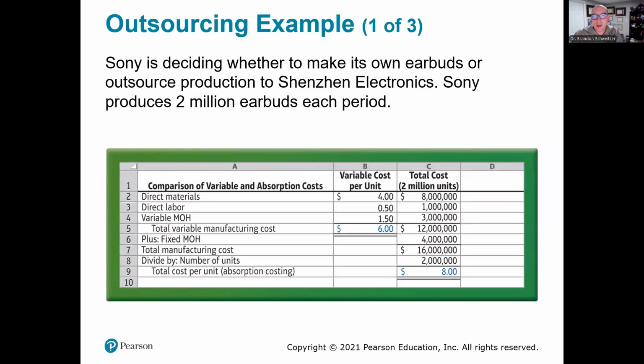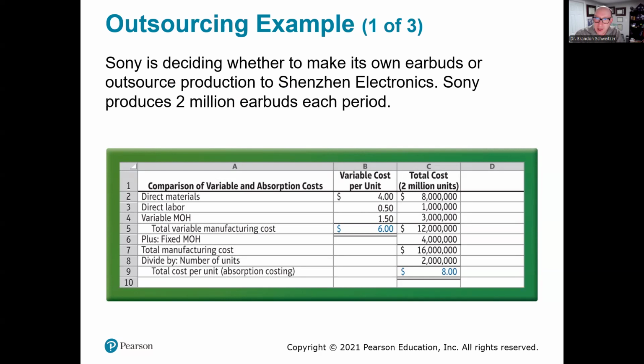Here we have a great example. Sony decides whether to make its own earbuds or outsource them to another electronics company. Sony produces 2 million earbuds during a year. We have the following information per unit. Direct materials $4, direct labor 50 cents, variable manufacturing overhead $1.50. So total variable manufacturing cost per unit is, I'm sorry, $6.